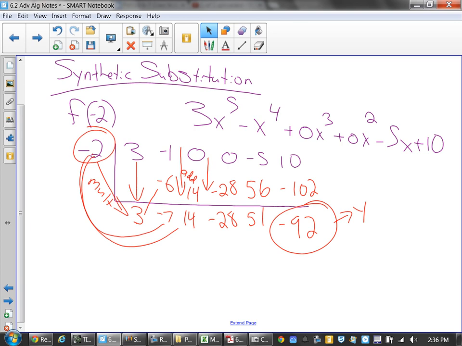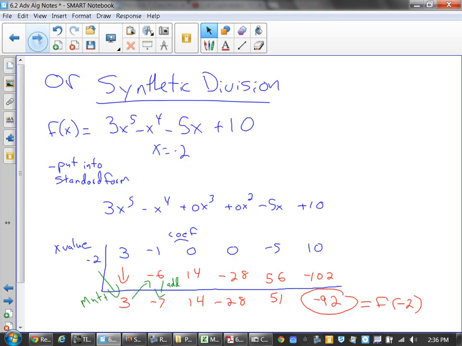Can we do that for every single number? It's an input-output box, yeah. You can do this for any number, yeah. You can do this for anything, okay? Let me show you another one.